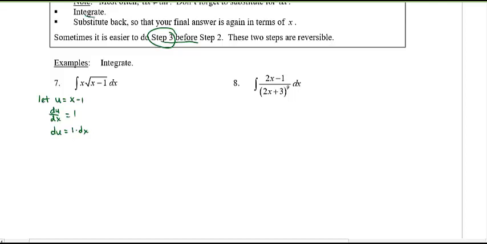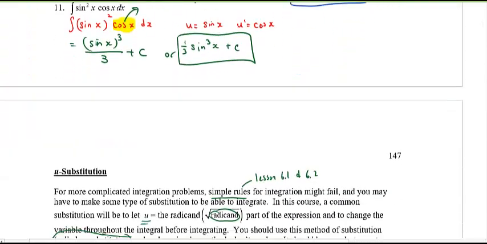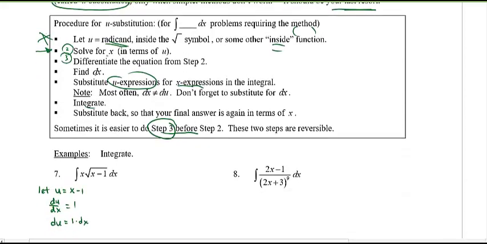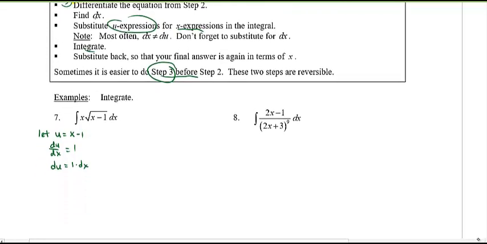Now, the other step that we might use sometimes is this. It says, solve for x. Now, let us assume that we didn't do this step right now. Let's see what happens. Just watch for a second. Put down your pen, and just watch. If I didn't do that step, and I now substitute, because this is called u-substitution, I'm going to leave some space here, by the way.